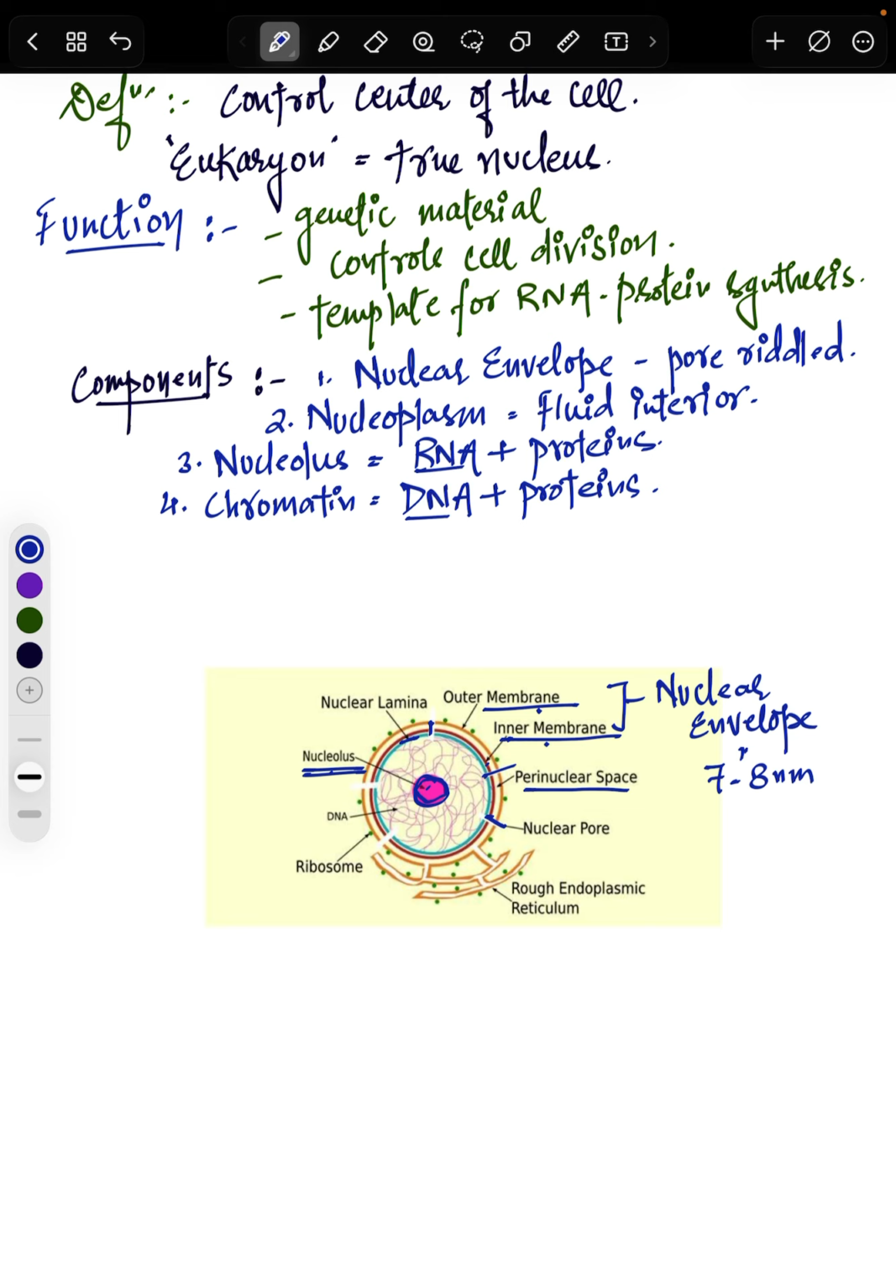Then the nuclear lamina supports the nuclear envelope and provides attachment sites for chromatin. So here you can see these thread-like structures are chromatin, and they are in direct contact with the nuclear lamina. So basically the nuclear lamina provides support to the nuclear envelope and also provides attachment sites for chromatin fibers.